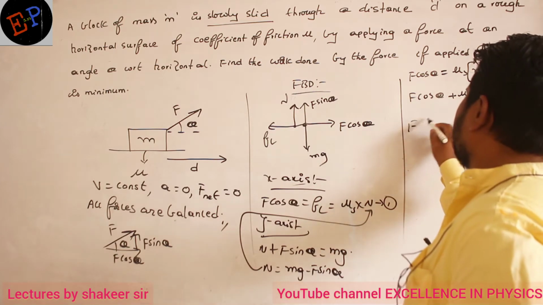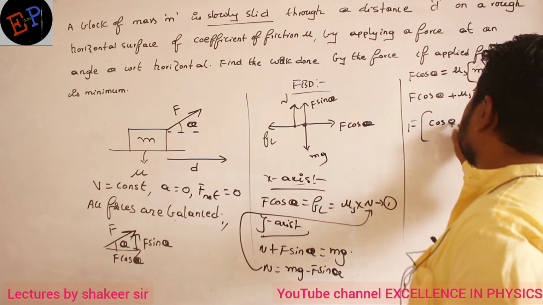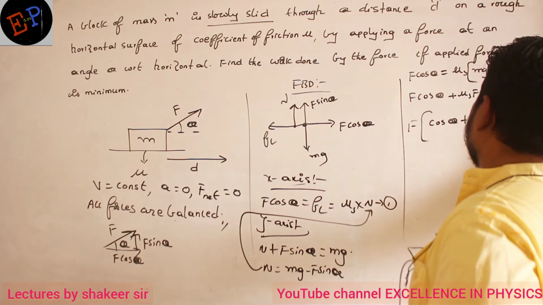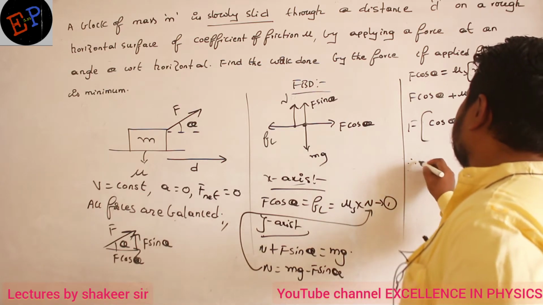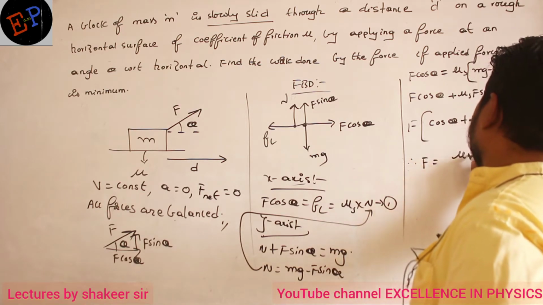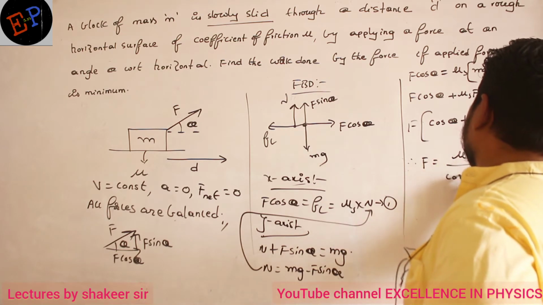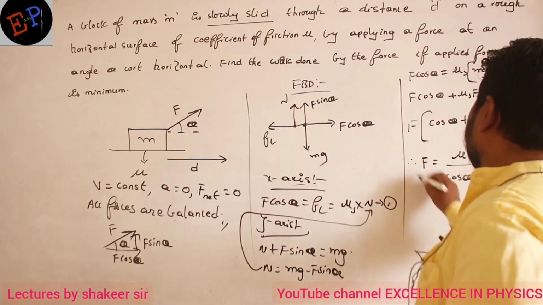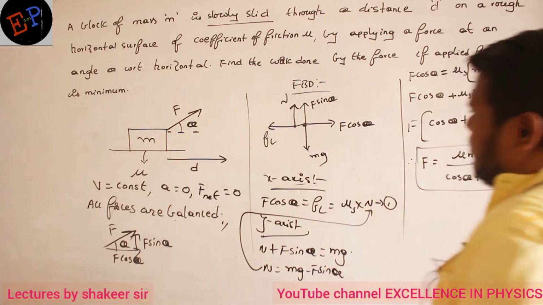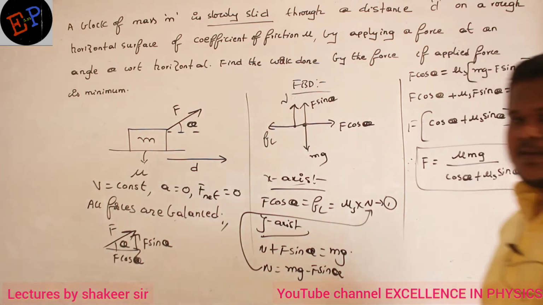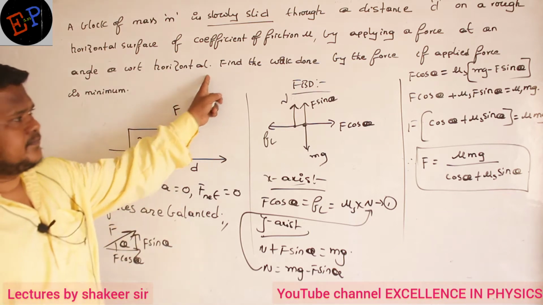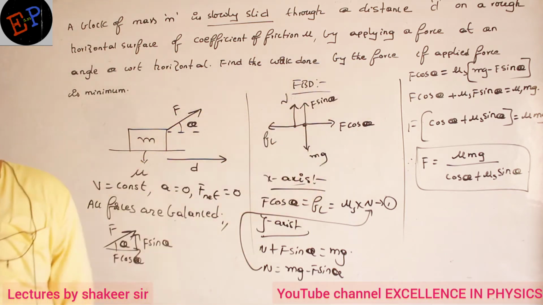So from this you calculate the F value. F times (cos alpha plus mu s sin alpha) equals mu mg. Therefore the applied force is mu mg divided by (cos alpha plus mu s sin alpha). First of all I have calculated the applied force. Why have I calculated the applied force? Only then can I calculate the work done. He is asking for the work done, and without the force, how can I calculate the work done?